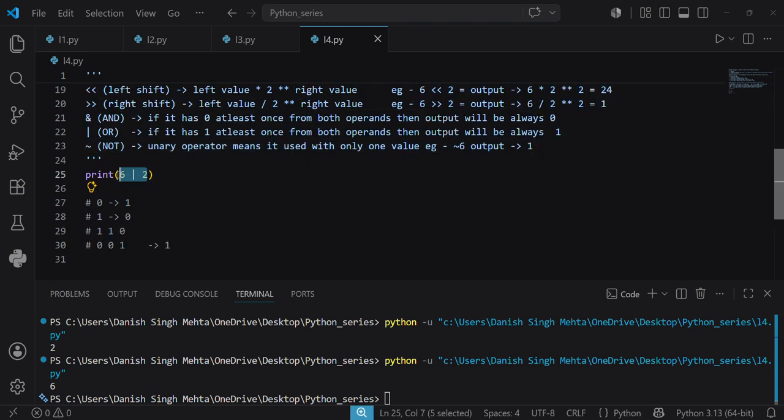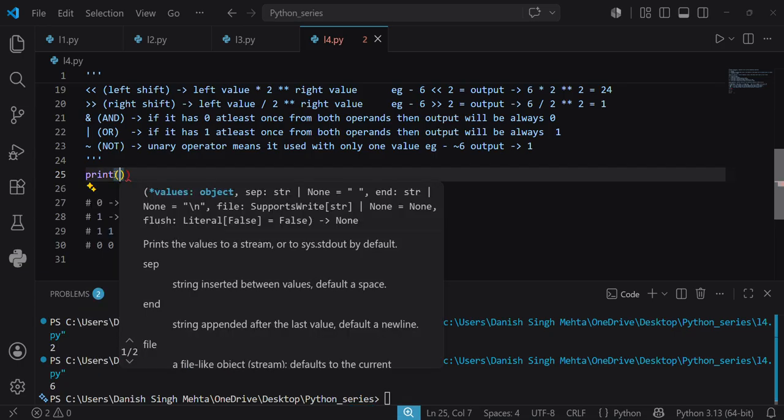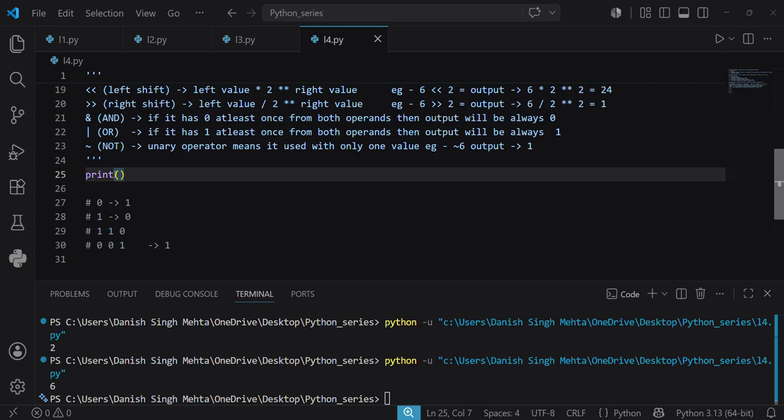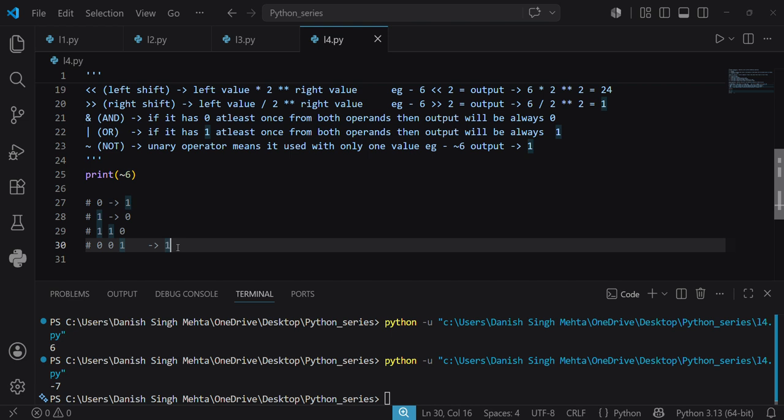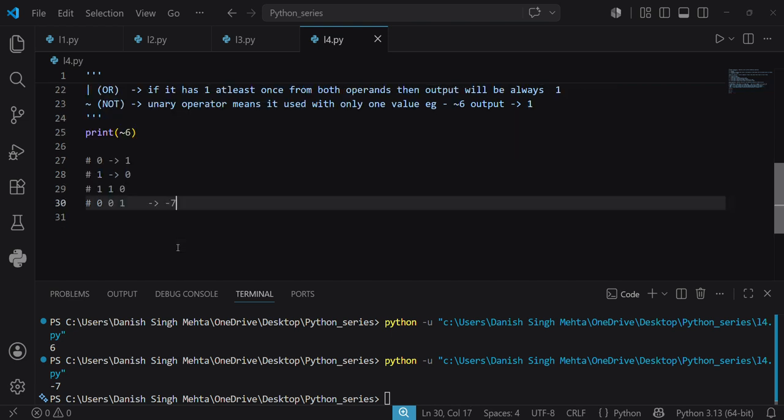If I do the same, NOT of 6, what will be the output? -7. So yeah, this is not 1. This will be -7. Why?